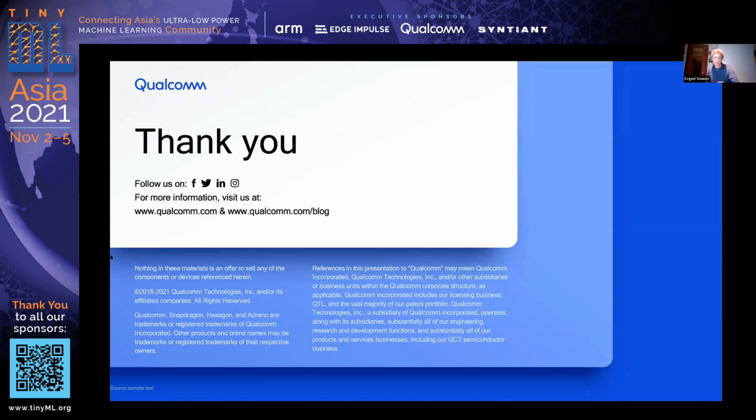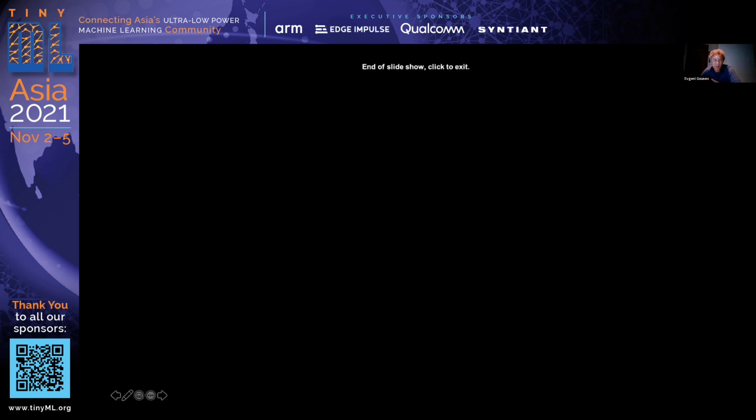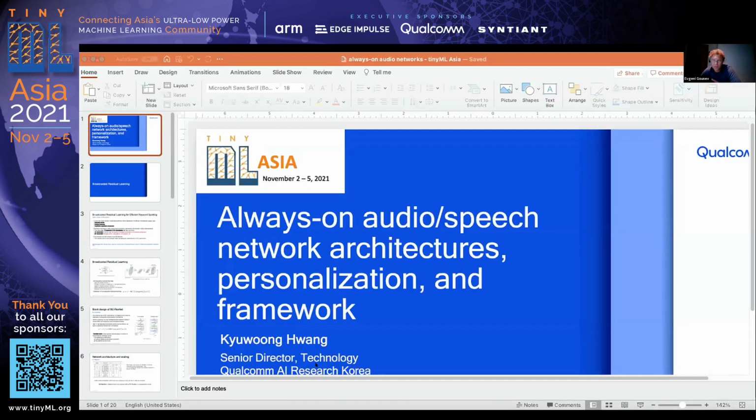Yeah, so it's a very interesting presentation. Thank you, Kyuwoong. A couple of questions. On the last topic, on the tinyML Snapdragon, I think you mentioned the sensor island, the sensor hub, and then the eAI and the eNPU. What kind of classes of algorithms or functions can you run on that island and on the eNPU?